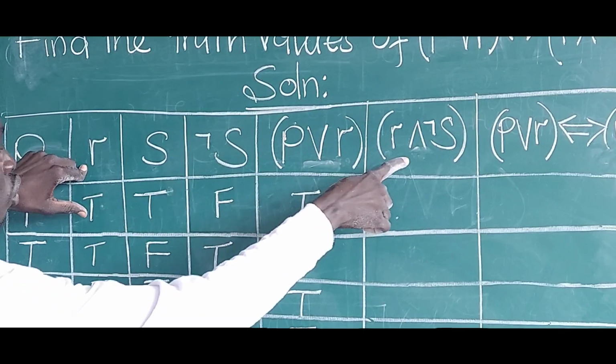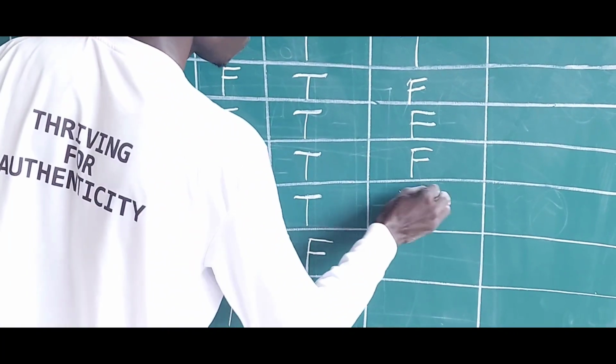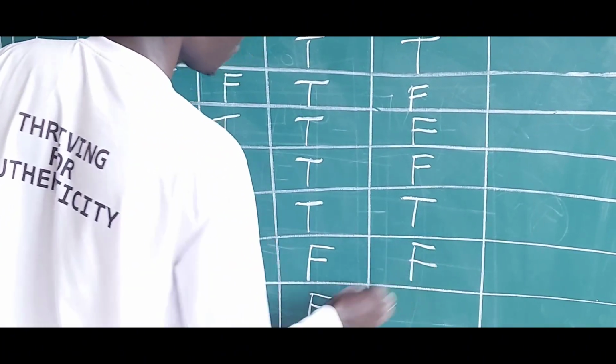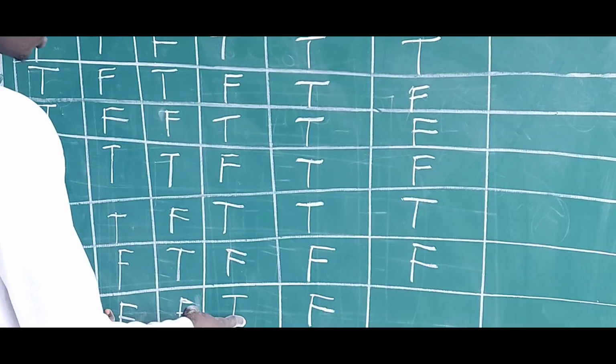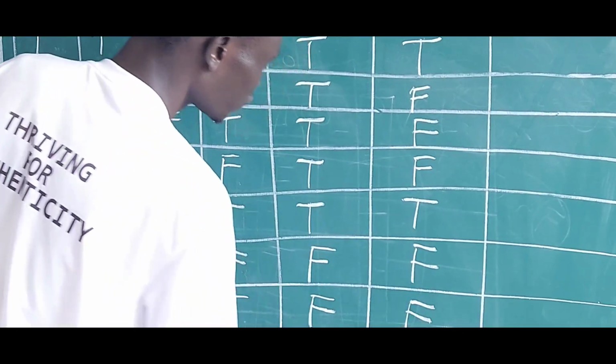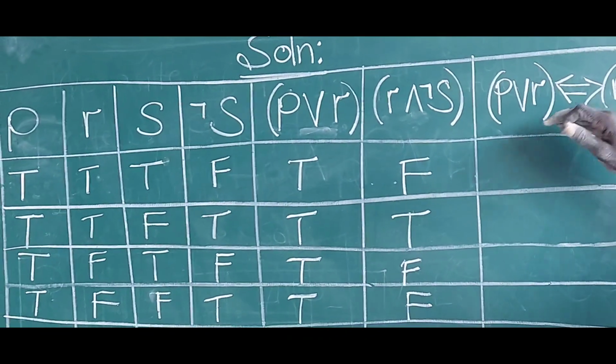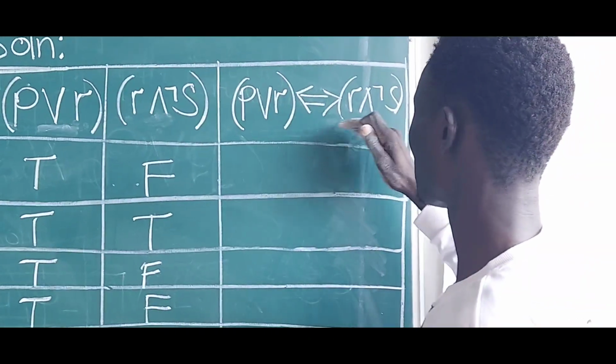We have false false. It will give us false. We have false true. It will give us false. We have true false. It will give us false. We have true true. It will give us true. We have false false. It will give us false. We have false true. It will give us false. Okay. Now we manage to solve this. So now let us see how we can solve this.